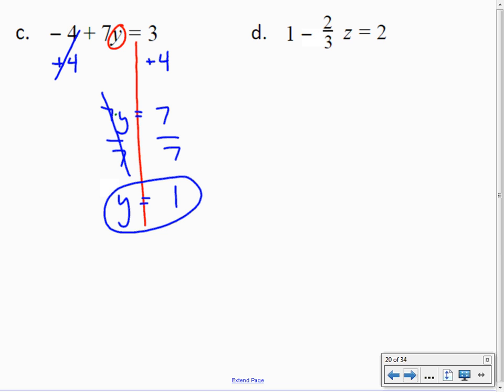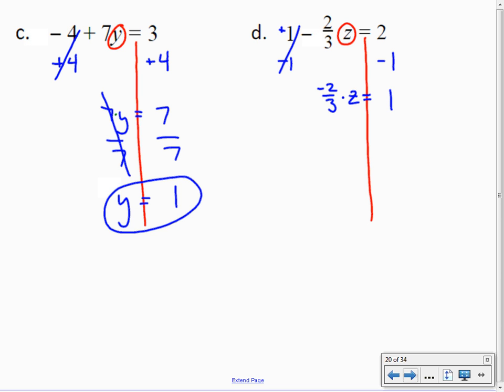And our final example here today, we have 1 minus 2/3 z is equal to 2. So again, I don't have to change the order. I can if I want to. The 1 that's out front is a positive 1. So if I want to cancel out that positive 1, I need to subtract 1 from each side. This leaves us with negative 2/3 times z equal to 2 minus 1, which is 1.